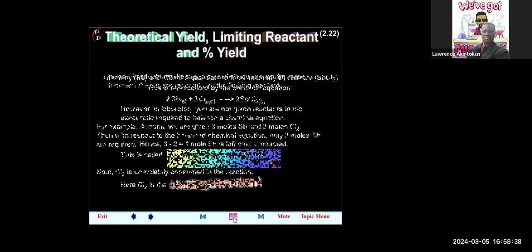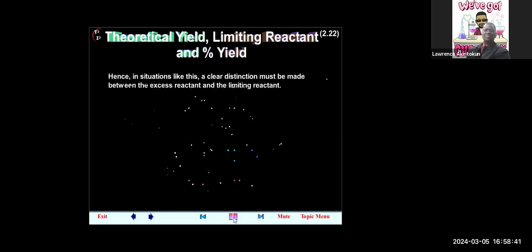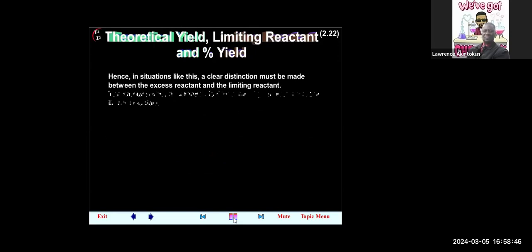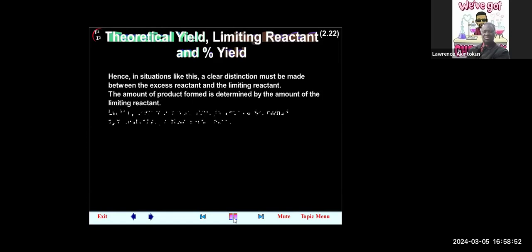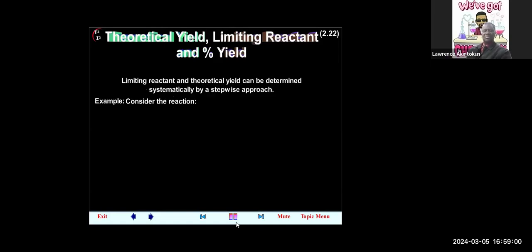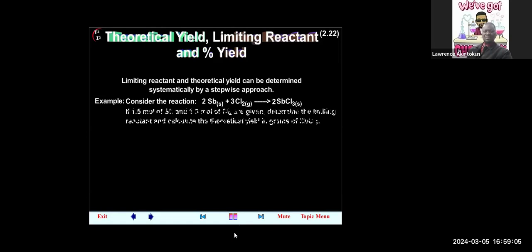Hence, in situations like this, a clear distinction must be made between the excess reactant and the limiting reactant. The amount of product formed is determined by the amount of the limiting reactant. Limiting reactant and theoretical yield can be determined systematically by a stepwise approach. Example: consider the reaction. If 1.5 moles of Sb and 1.5 moles of Cl2 are given, determine the limiting reactant and calculate the theoretical yield in grams of SbCl3.